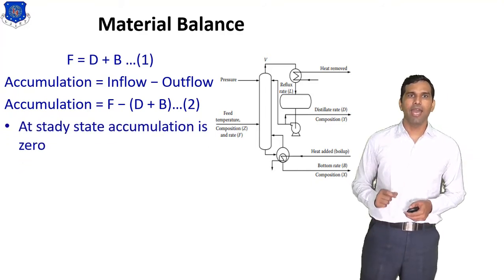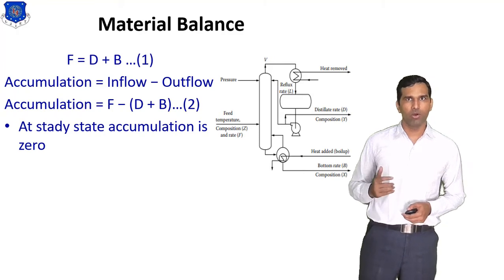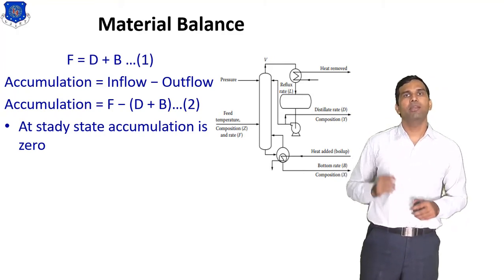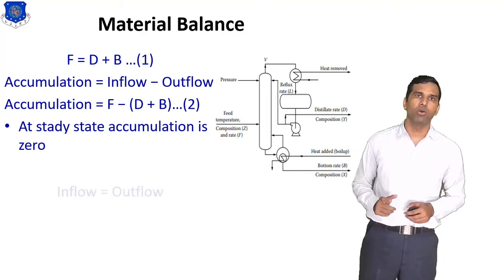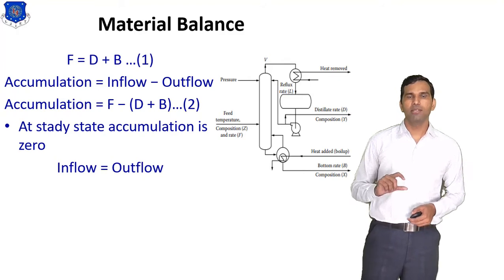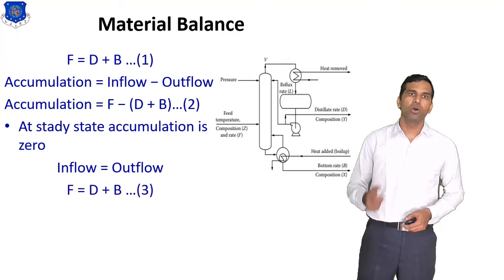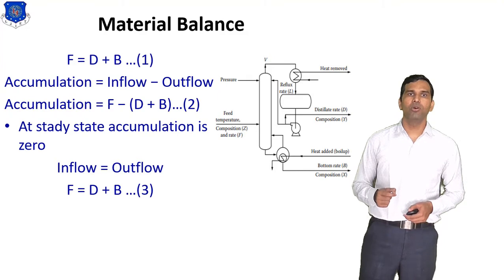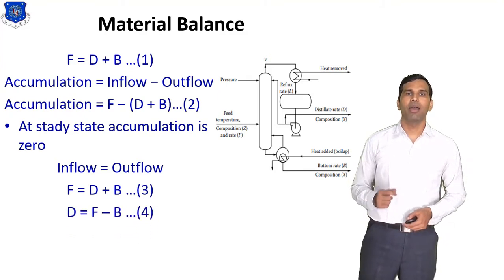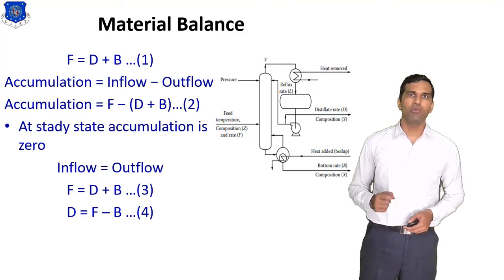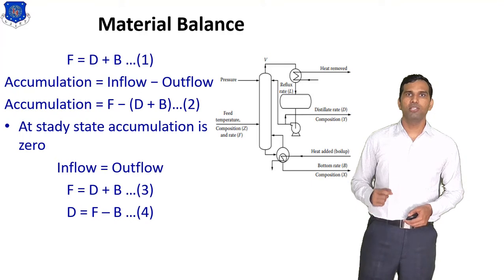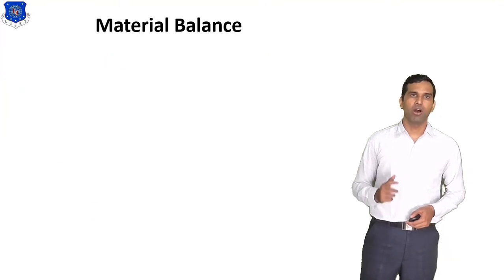At steady state, accumulation is 0. We know that at steady state there is no change, so at that time the accumulation term becomes 0. So we can write equation number 2 as inflow equals outflow. So F equals D plus B, or D equals F minus B, and we give this as equation number 4. So this is the basic material balance of the distillation column.